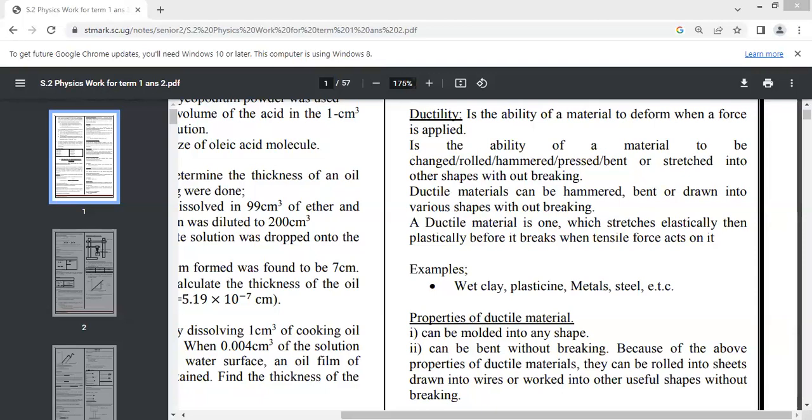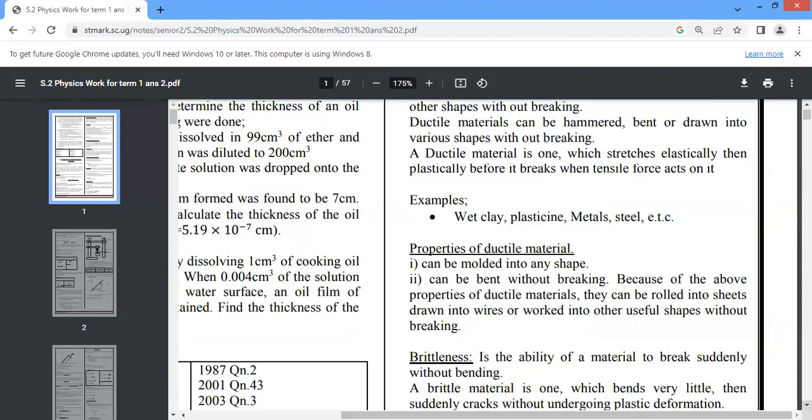So if someone asks you what you can say about ductile materials, what we can call properties, first of all, we have seen that they can be changed into any shape, and they can be bent without breaking. Those are some of the properties of ductile materials. They can be molded into any shape, and they can be bent without breaking.